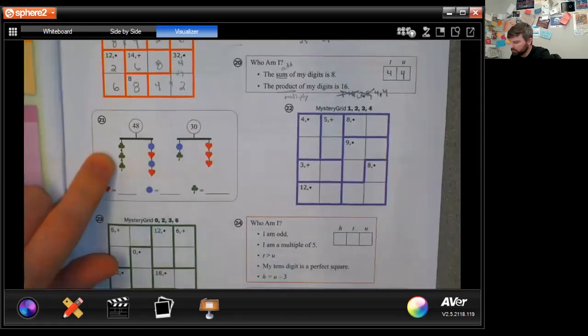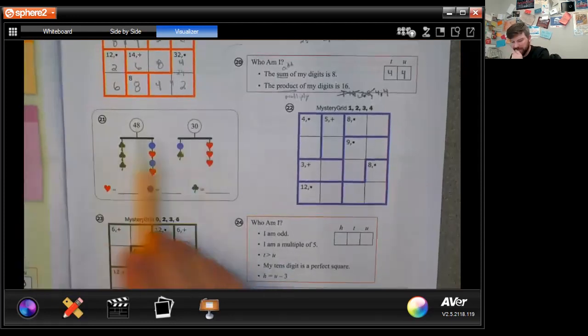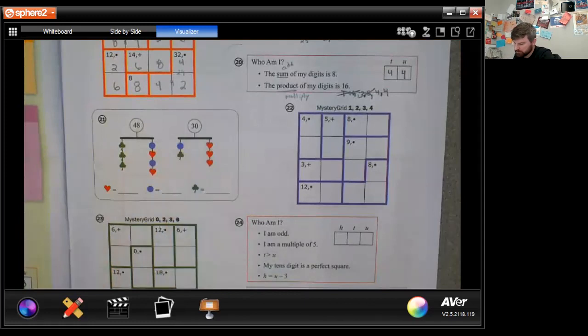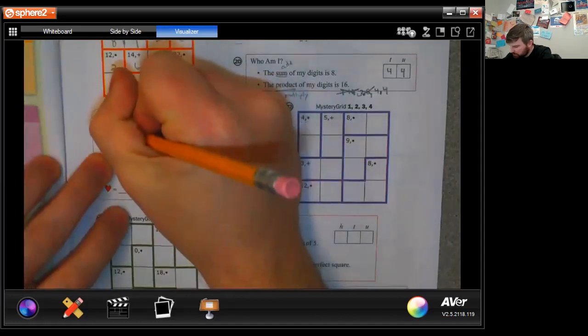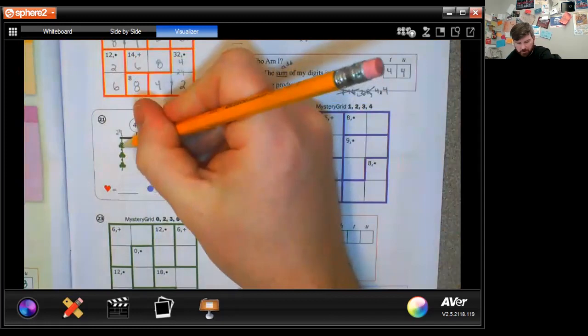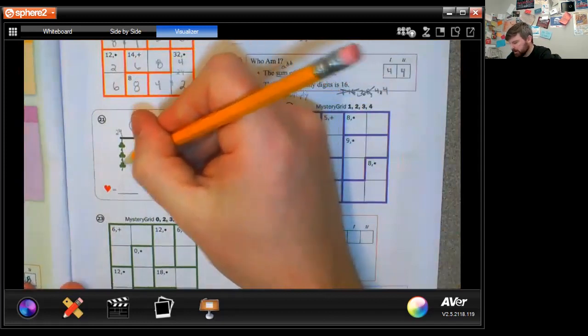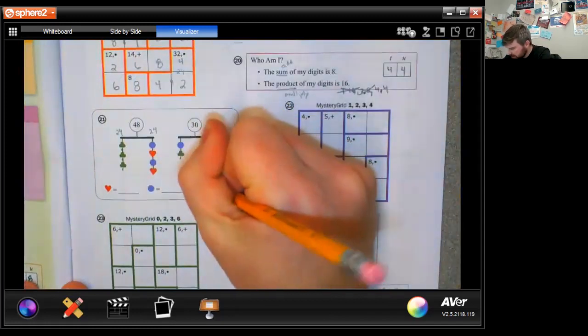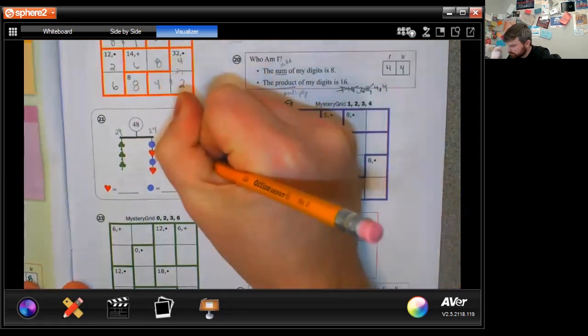Oh, well, we've got two different bars here. So we have 48 here. If I split that up, I get 24 and 24. Okay, 24 divided by 3 here is 8. So this is 8. This is 8.